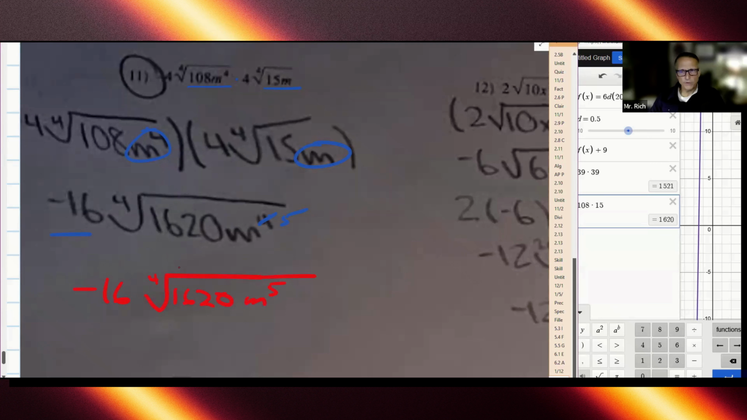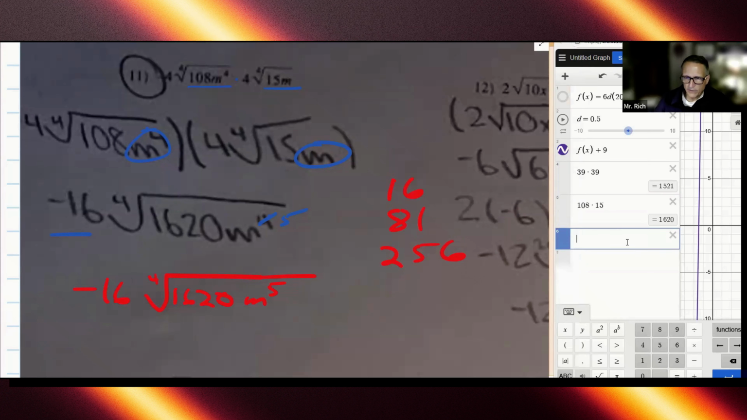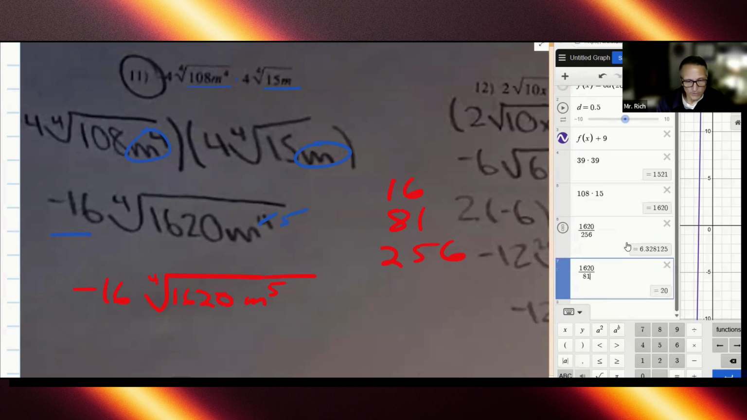-16, fourth root. We've got 1620, and we have the fifth power. Well, since it's a fourth root, I'm going to, again, list out my perfect fourth roots. 2 to the fourth, 3 to the fourth, 4 to the fourth. And I'm looking for the largest of those perfect fourth roots that would divide into the 1620. I'm going to use my calculator over here. I'm going to take 1620 and see if it's divisible by 256. It's not evenly divisible. I kind of doubt it's divisible by... it is divisible by 81.